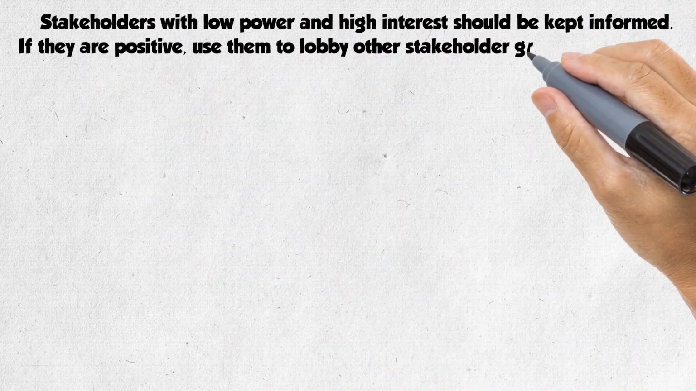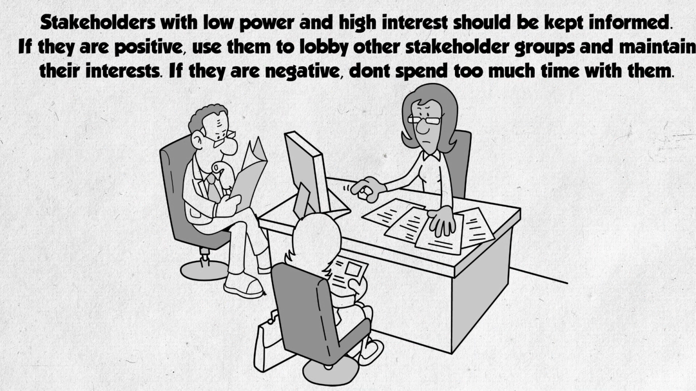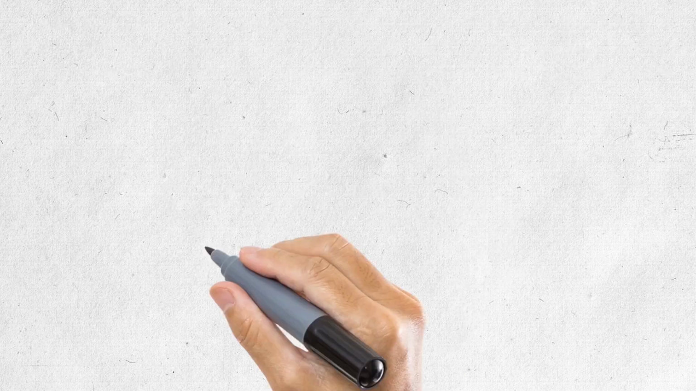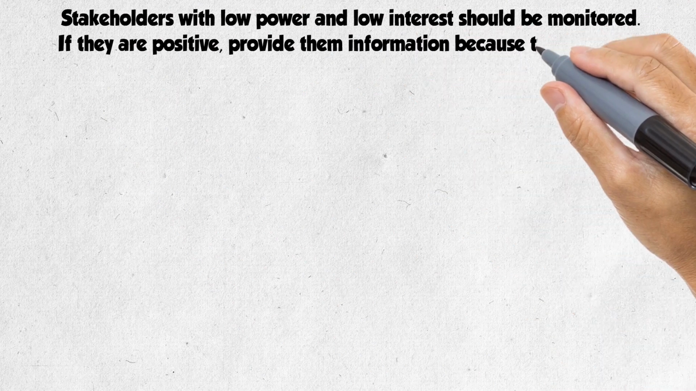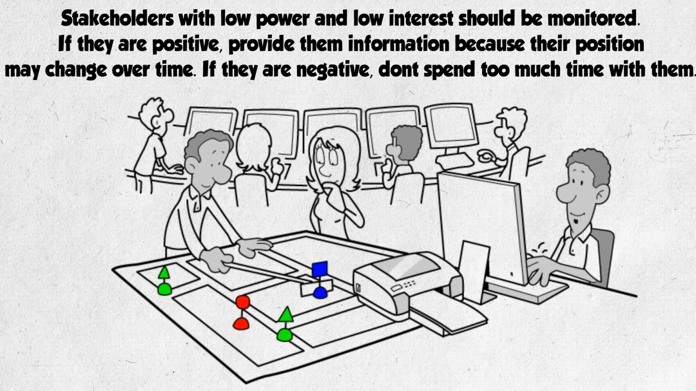Stakeholders with low power and high interest should be kept informed. If they are positive, use them to lobby other stakeholder groups and maintain their interests. If they are negative, don't spend too much time with them. Stakeholders with low power and low interest should be monitored. If they are positive, provide them information because their position may change over time. If they are negative, don't spend too much time with them.